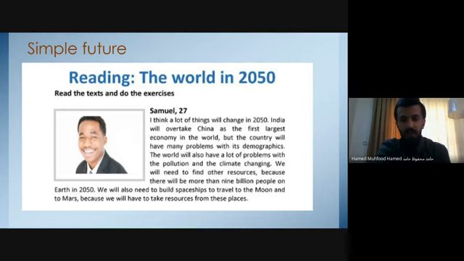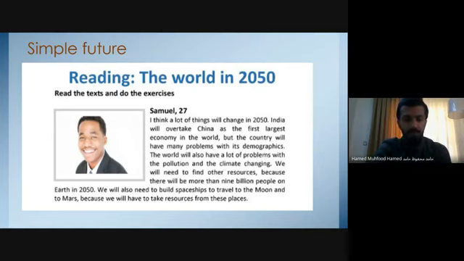Again, I think a lot of things will change in 2050. India will overtake China as the first largest economy in the world, but the country will have many problems with its demographics. It will also have a lot of problems with the pollution and the climate changing. We will need to find other resources because there will be more than 9 billion people on Earth in 2050. We will also need to build spaceships to travel to the Moon and to Mars, because we will have to take resources from these places. Now who can read?